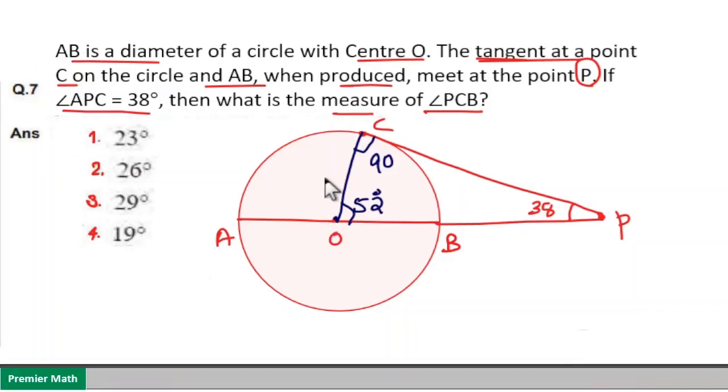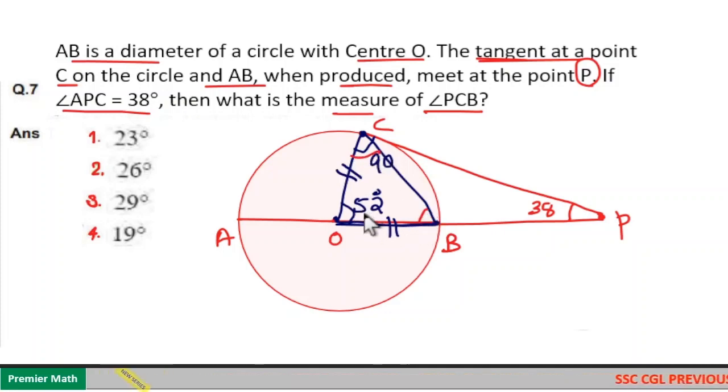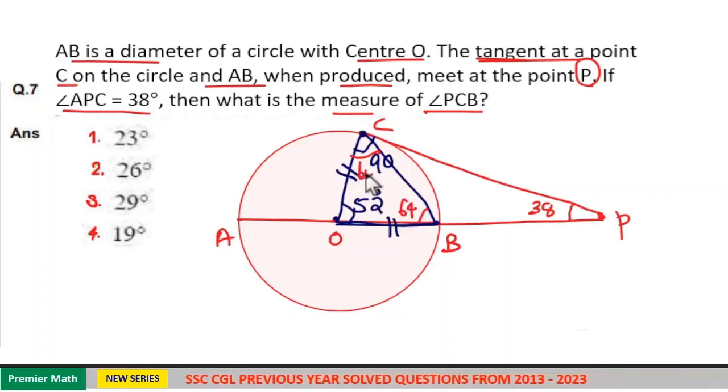And here, this is point C, this is point B. If you join it, this is a triangle. And here, this is radius and this is also radius. These two are equal, so this is an isosceles triangle, which means these two angles' sum is equal to 180 minus 52. 180 minus 52 is equal to 128. So if you divide 128 by 2, it is 64. So this is also 64.